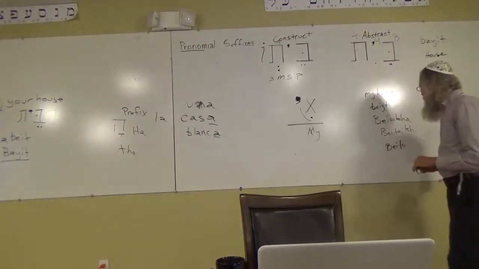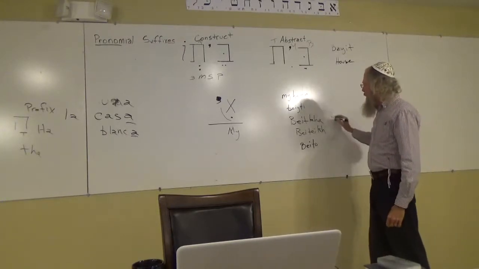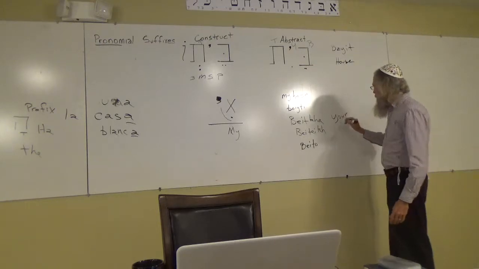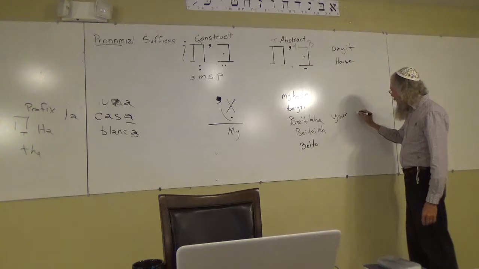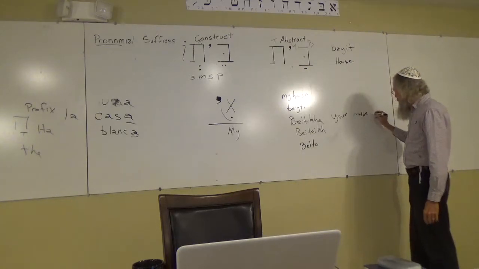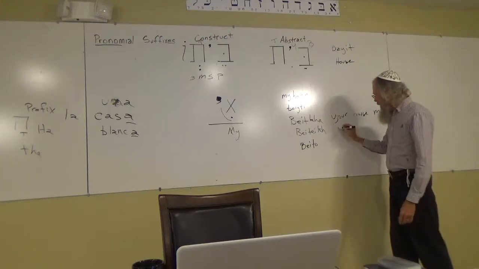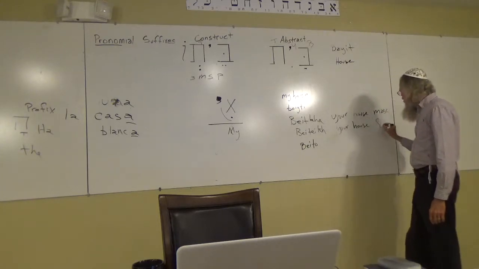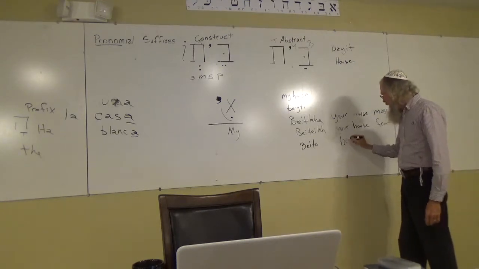Okay. So, beito. Beiti is my house, beitcha is your house, masculine, beitech is your house, feminine, beito is his house.